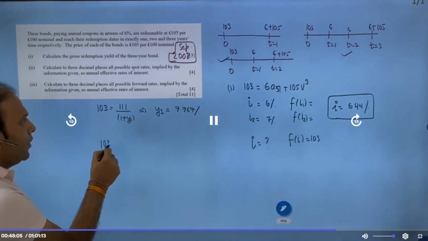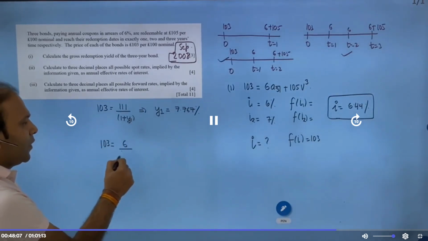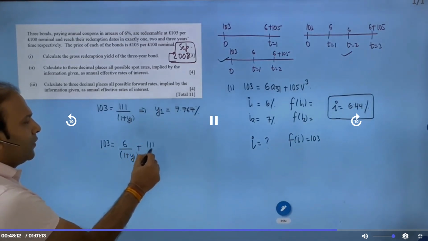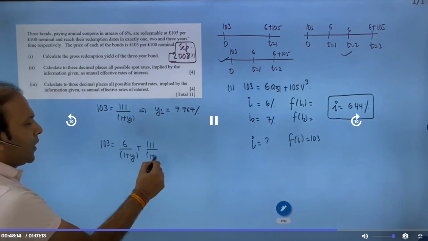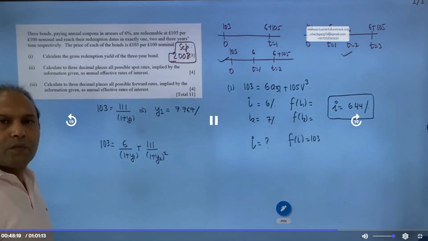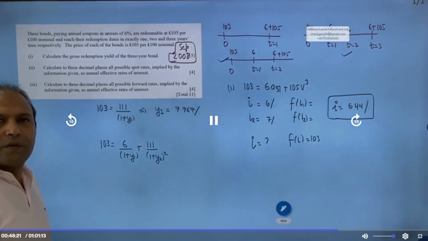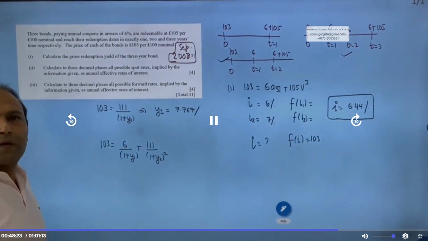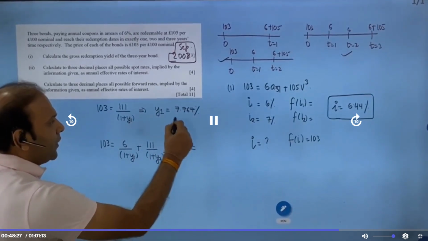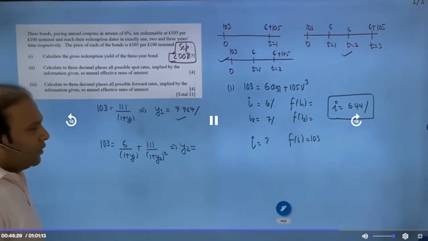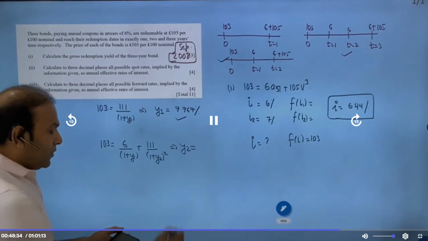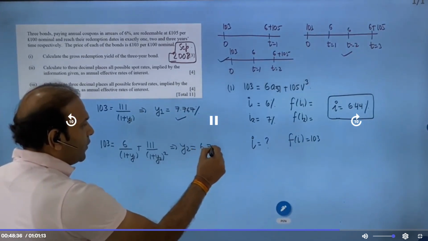Class, 103 is equal to 6 divided by 1 plus y1, plus 106 divided by (1 plus y2) squared. Yes or no? Present value of inflow is equal to present value of outflow using the spot rates. Class, when you solve this for y2, because we have already found y1, substitute y1 and solve for y2 here. We get, class, 6.736%.